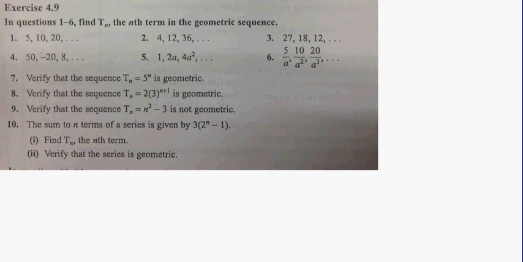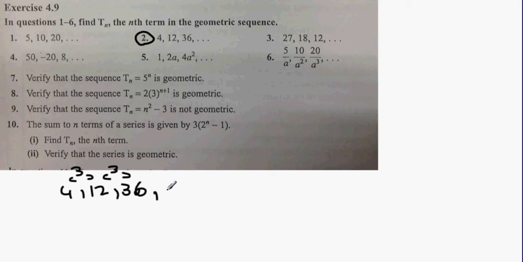So this is a geometric series, exercise 4.9, okay? Now, first of all, what is a geometric series? A geometric series such as the one in question 4. Alright, so we have 4, 12, 36, okay? What happens is, it goes up by the same multiplication amount each time. So this time, it's been multiplied by 3 each time.